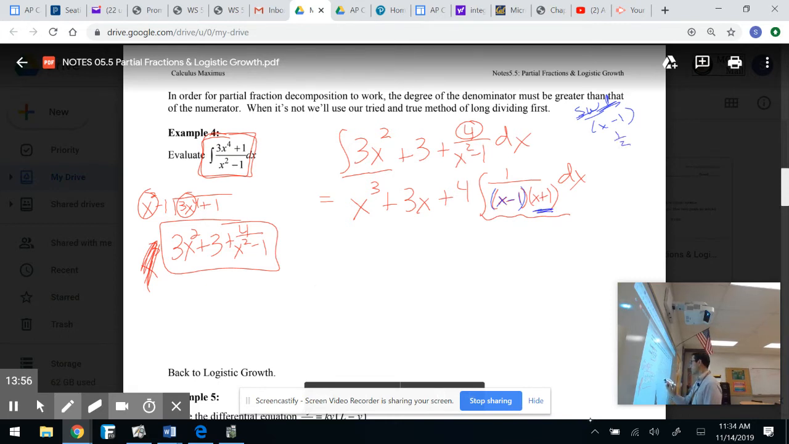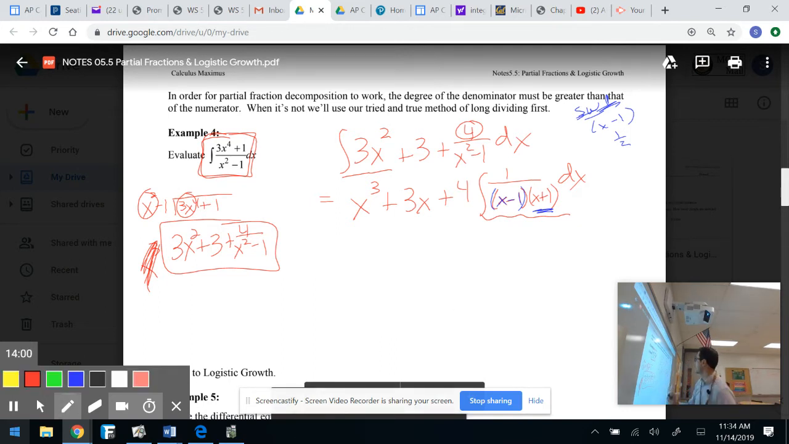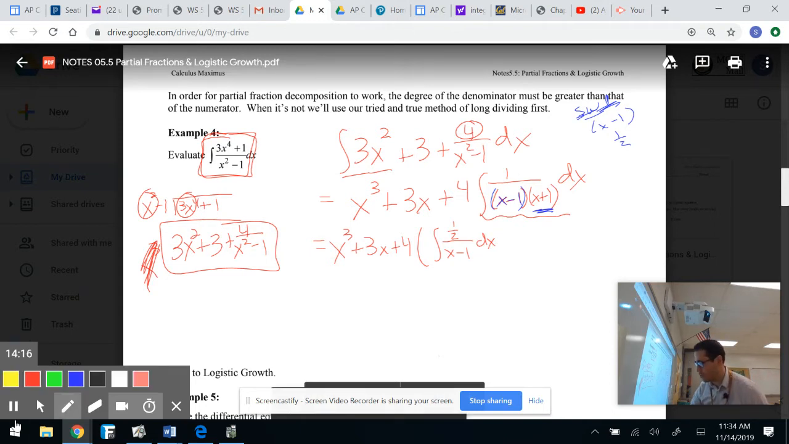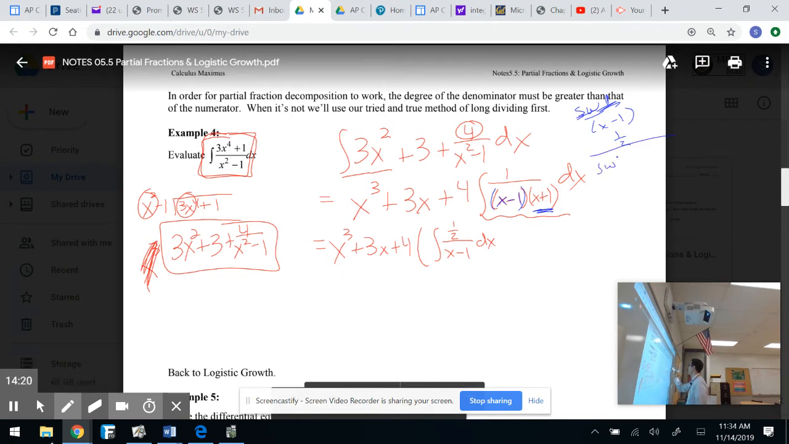So let's go ahead and rewrite this. I want my red marker back so nobody gets confused. So we have x cubed plus 3x plus a 4 on the outside. And then right now I'm going to have a 1 half on the upstairs. And then what do I put that over? What I covered up, which would be x minus 1 dx, okay? So that's good to go, right? All right, let's go back now, and let's do side work number two, okay?